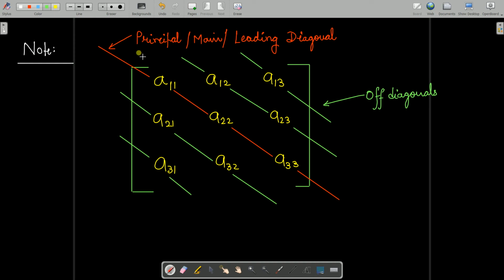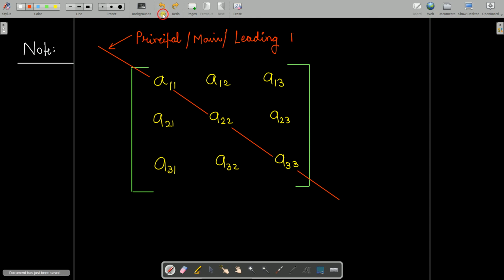Similarly, the elements present along this main diagonal are called the principal diagonal elements. So here A11 is a principal diagonal element, A22 is also a principal diagonal element, A33 is also a principal diagonal element, and the rest of the elements, which are A12, A13, A23, A21, A31, A32, are all off diagonal elements. Is that clear? If that is clear, let me show you one more interesting thing, the notation. So this is my principal diagonal.